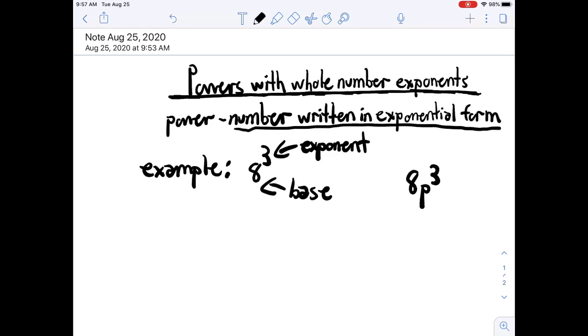8p to the power of 3. 8 is the number that multiplies p to the power of 3, and this is called the coefficient. And in this case, p is the base, and then 3 is the exponent.